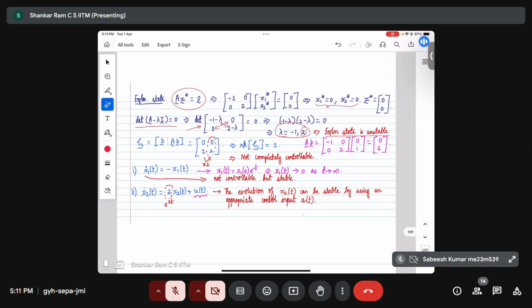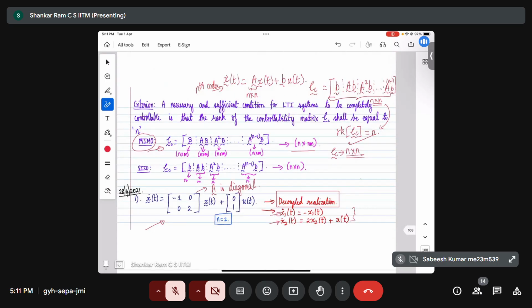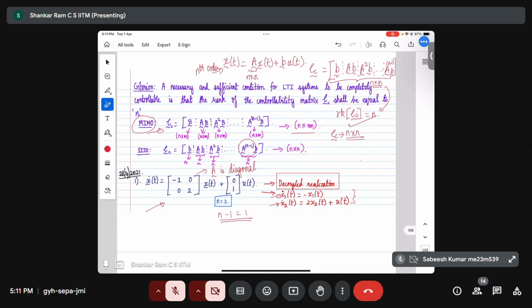Then we look at the controllability of the system. When we want to evaluate the controllability of the system, we calculate the controllability matrix, which in this case is B and AB. Why are we stopping at AB? Please note, for an nth order system, we go till A power n minus 1 times B. For a second order system, n minus 1 is 1. That's why we go only till B and AB. I hope it's clear.